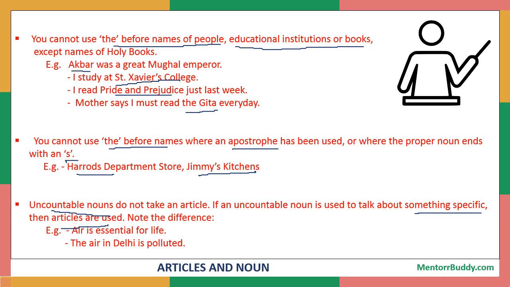air is essential for life, right? So here air is used as an uncountable noun, and when it is used as an uncountable noun, we are not going to take an article before it. But when we are talking about something specific like the air in Delhi is polluted, here we are going to make use of an article because we are talking about something very specific. So then it will take the definite article the before it.